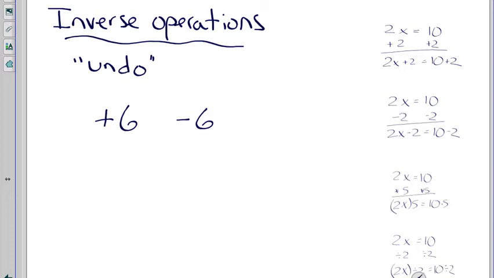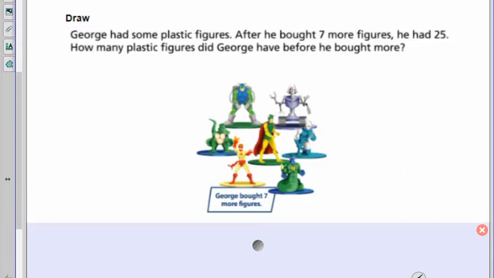They are inverse operations. Likewise, if I multiply by 2 and then divide by 2, the division undoes the multiplication. Or I could divide by 2 and then double it, multiplying by 2, and the multiplication would undo the division. So multiplication and division are inverse operations. They undo each other. With those ideas in our back pocket, we're going to try and solve some problems.